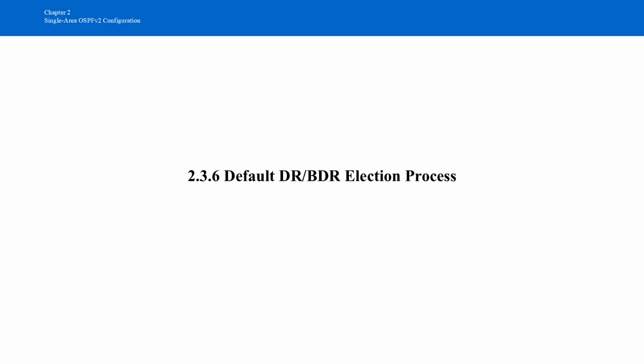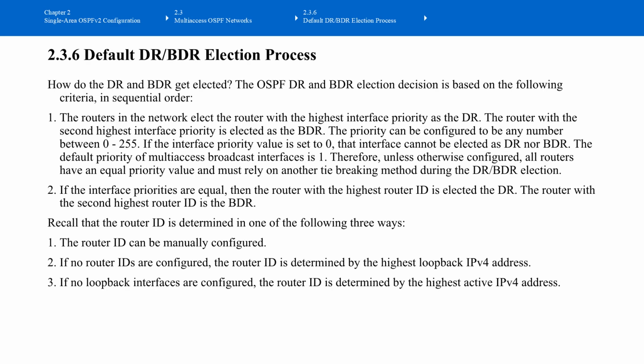2.3.6 Default DR-BDR election process. OSPF chooses the DR and the BDR in this order. Step 1, check OSPF interface priority first. The highest priority is the DR, second highest is the BDR. Default priority is equal to 1, and the priority range is between 0 to 255. Priority 0 means it cannot become DR or BDR.